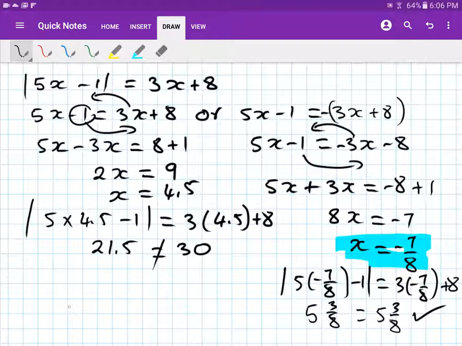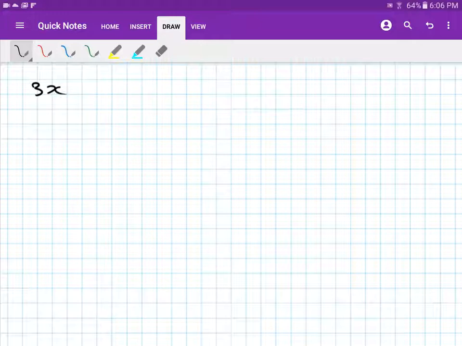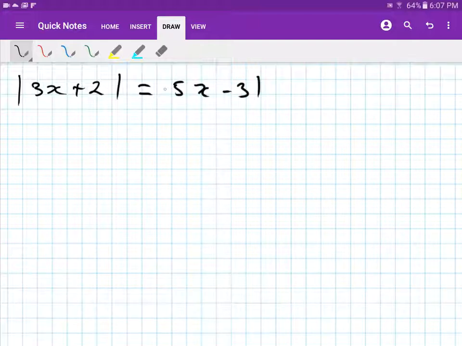So therefore, your only answer is x equals minus 7 over 8. So therefore, I write in here, the answer is x is equal to negative 7 over 8. Okay, now let's do the last one. Let's say 3x plus 2 absolute value is equal to 5x minus 3 absolute value.